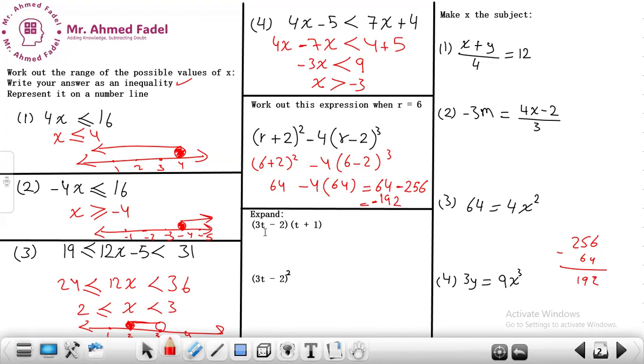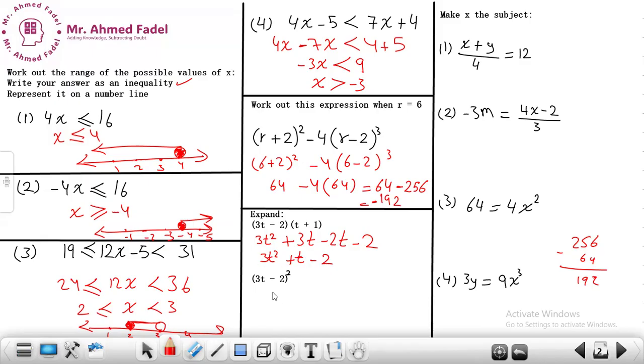Expand first by first, first by second, second by first, second by second. So 3t times t is 3t squared. 3t times +1, so plus 3t. -2 times t, -2t. -2 times 1 is -2. Collect like terms. 3t squared plus t minus 2. 3t minus 2t is positive t, so plus t minus 2. Mister, can I say 3t squared plus t is 4t? No, you can't. We collect like terms only.